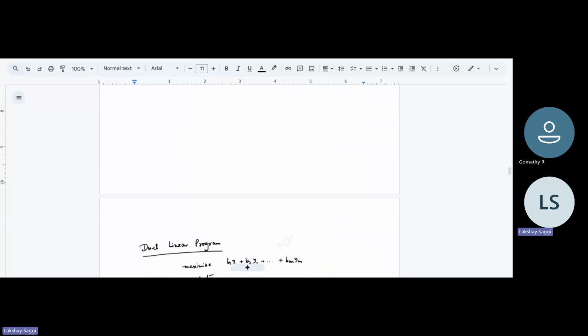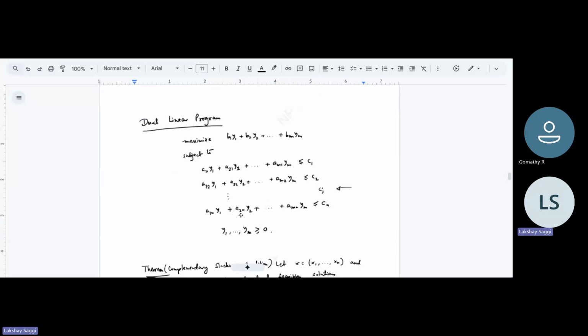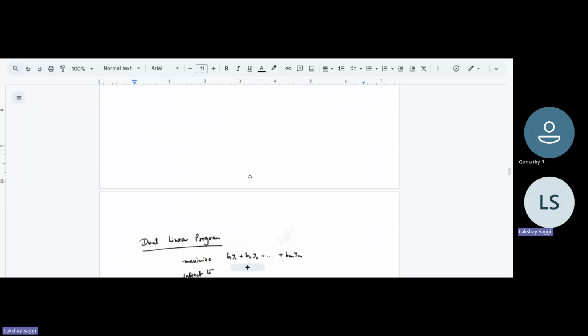So note that this primal LP had the form of minimizing something, and all these constraints were greater than or equal to constraints, and all the variables had non-negativity constraints. In the dual LP, it's not minimizing but rather maximizing, and the constraints are not greater than or equal to constraints but rather less than or equal to constraints. And we also have these non-negativity constraints on the variables.